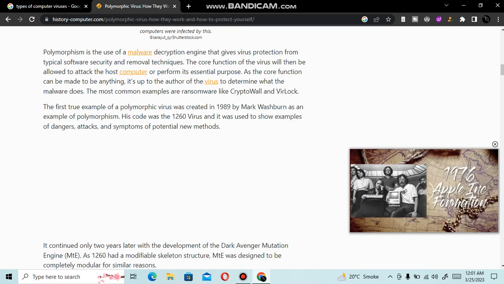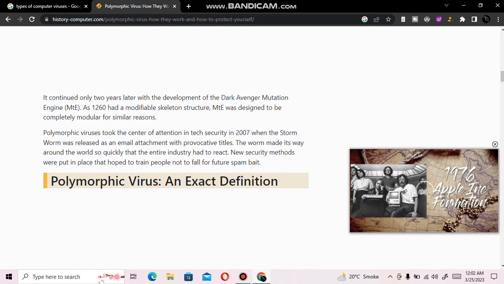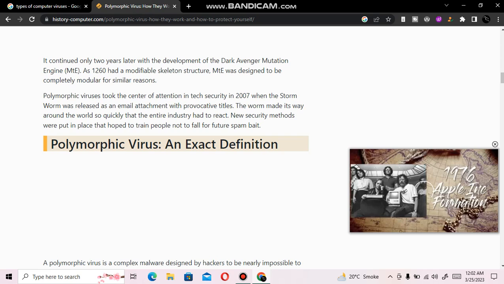The first true example of a polymorphic virus was created in 1989 by Mark Washburn. As an example of polymorphism, its code was the 1260 virus, and it was used to show examples of danger attacks and symptoms of potential new methods. It continued only 2 years later with the development of Dark Avenger's Mutation Engine (MtE). 1260 had a modifiable skeleton structure. MtE was designed to be completely modular for similar reasons.